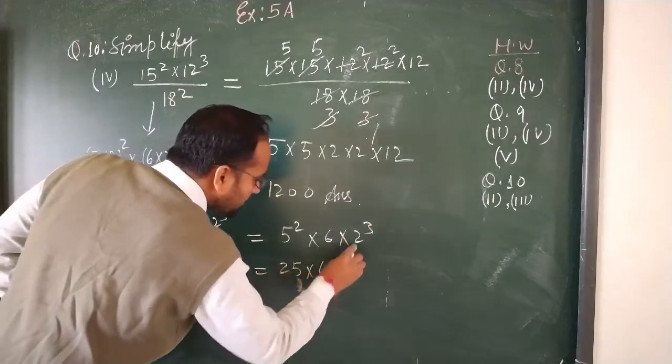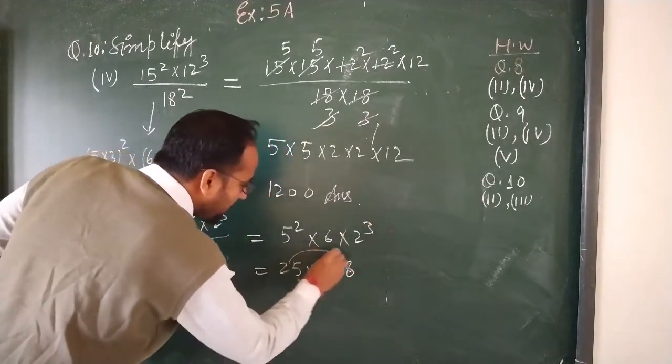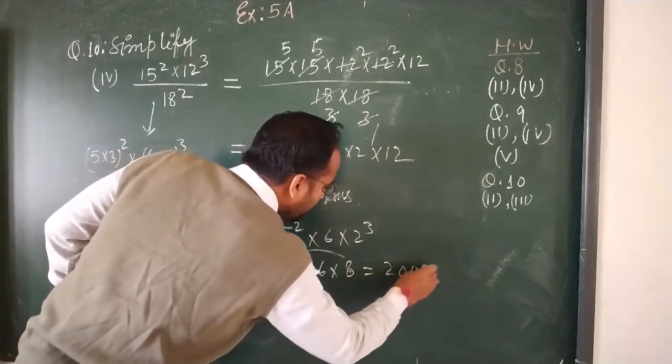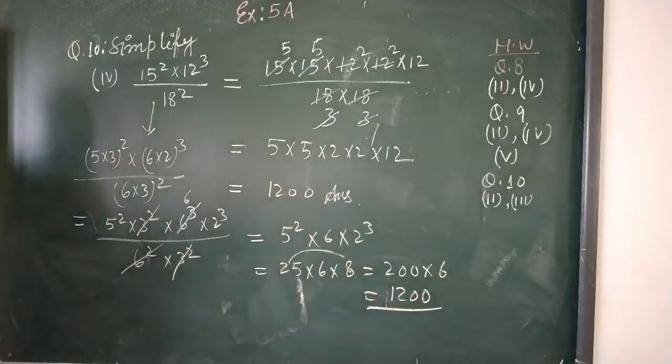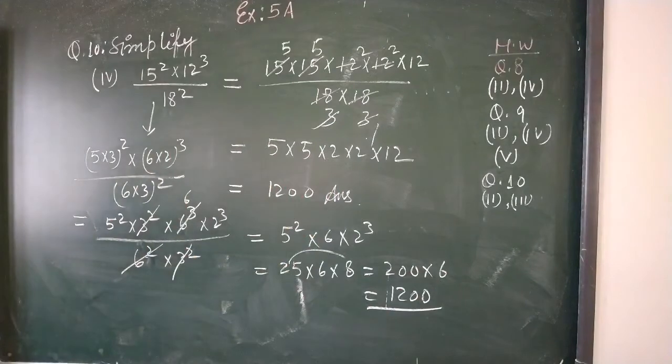Solve this one. 25 into 6 into 2 to the power 3, which is 8. So 25 times 8 is 200, and 200 is multiplied by 6. You also get this, 1200 students. Okay, so the remaining questions you will try by yourself, students.